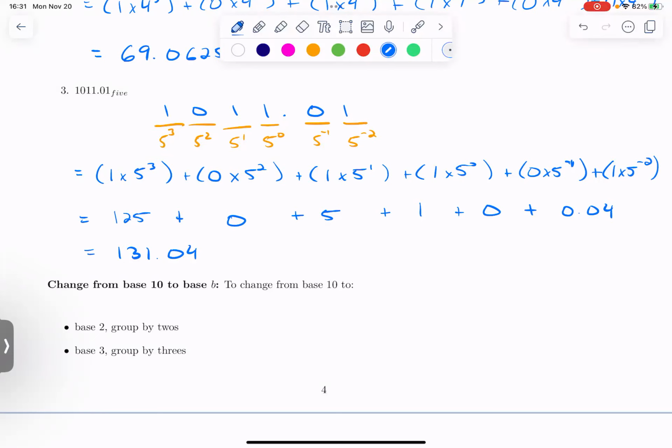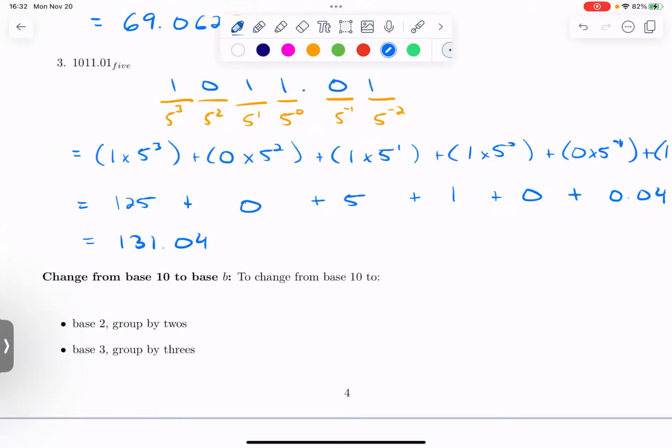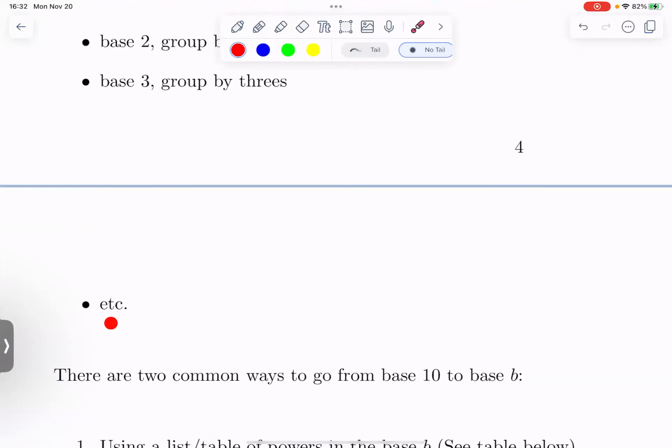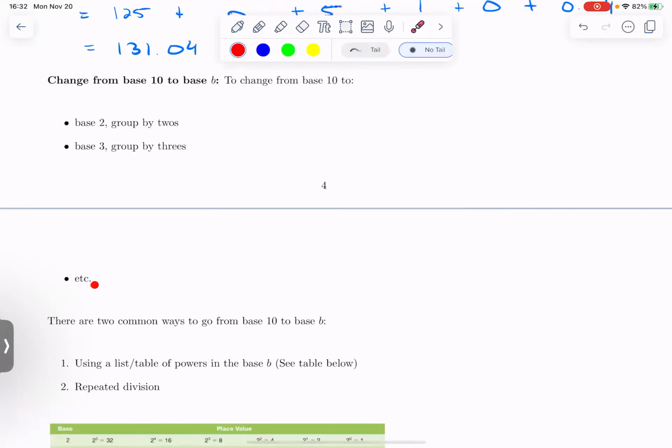Easy enough. What if we want to change from base 10 to base B? If you want to change to base 2, you group by 2s. If you want to change to base 3, you group by 3s. And then, I know, the etc. got chopped off onto the next page. What a waste of space, paper, I don't know. But so we do our groupings by whatever base we want.